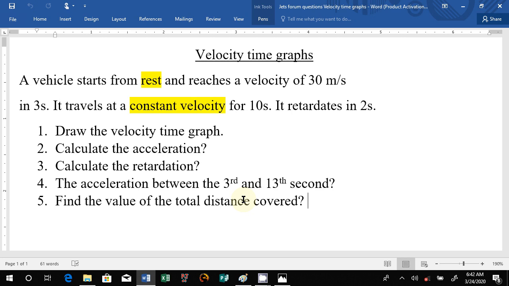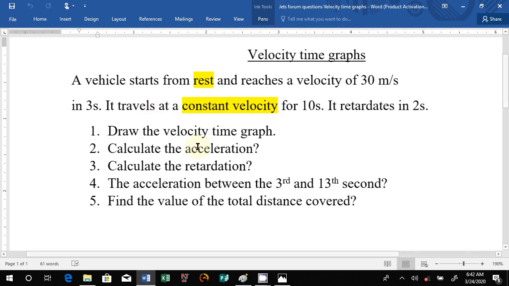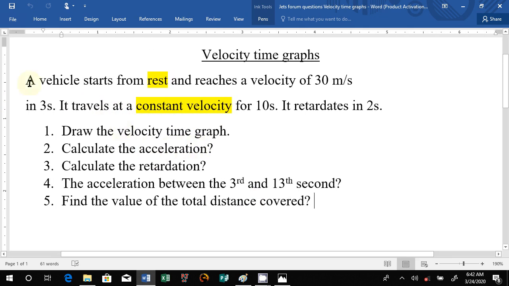A vehicle starts from rest. Let me just highlight as I'm reading, so you can follow through. A vehicle starts from rest and reaches a velocity of 30 meters per second in 3 seconds. It travels at a constant velocity for 10 seconds. It retards, or decelerates, in 2 seconds.